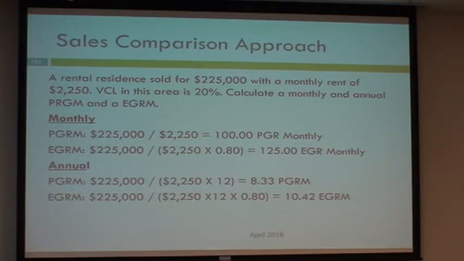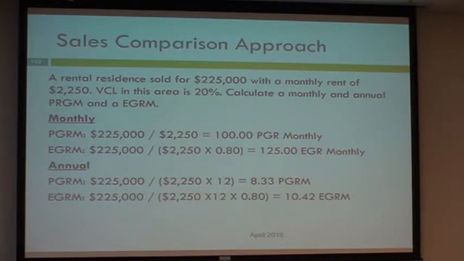The annual potential gross rent multiplier is the 225 divided by 2250 times 12 equals an 8.33 potential gross rent multiplier. And the effective gross rent multiplier is 225 divided by 2250 times 12 times 80%, or 10.42. Is that too much information too fast?